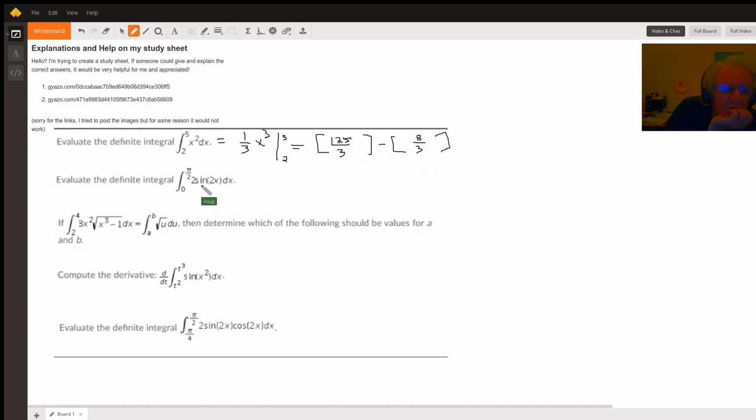For this one, this is supposed to be 2 sine of 2x. I'd be thinking about using U-Substitution. Let u equal 2x. And so therefore du equals 2 dx. And I can see right here that I've got a 2 and a dx right there. So I'm going to replace the 2 dx with du, and the sine of the 2x I'm going to replace with u.